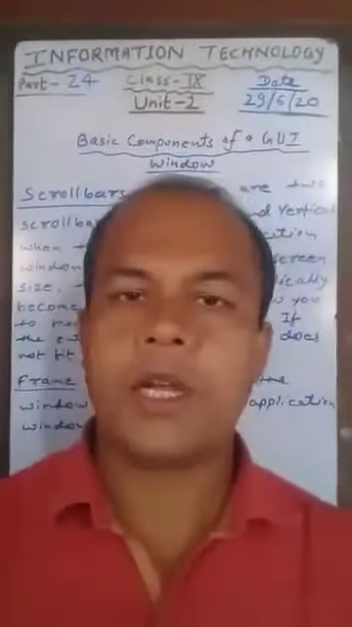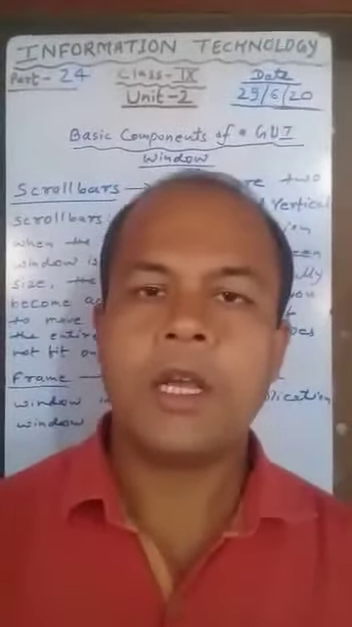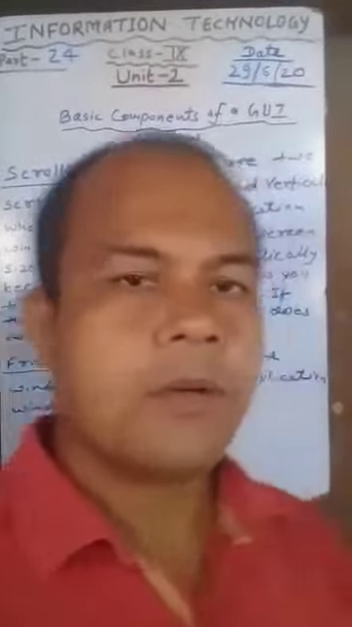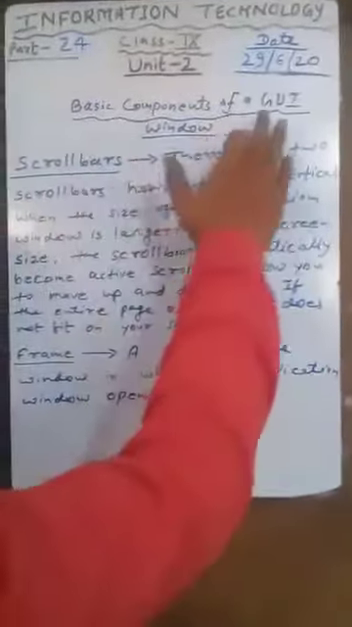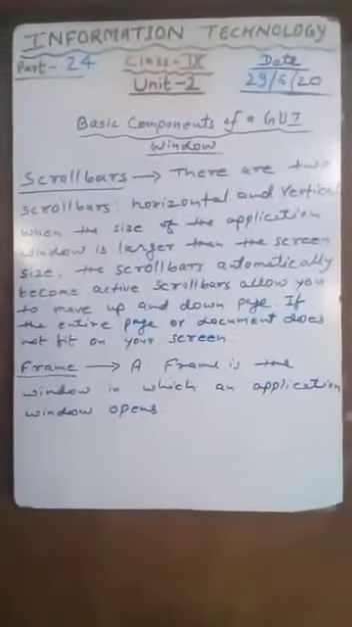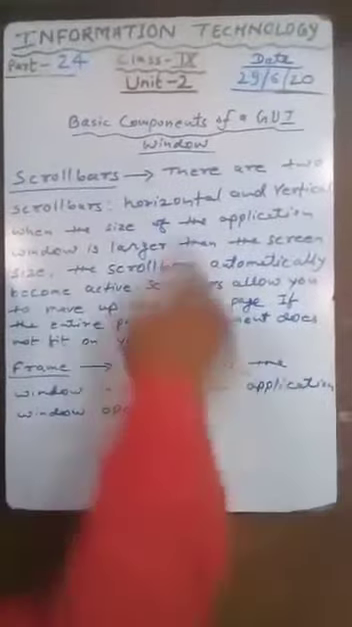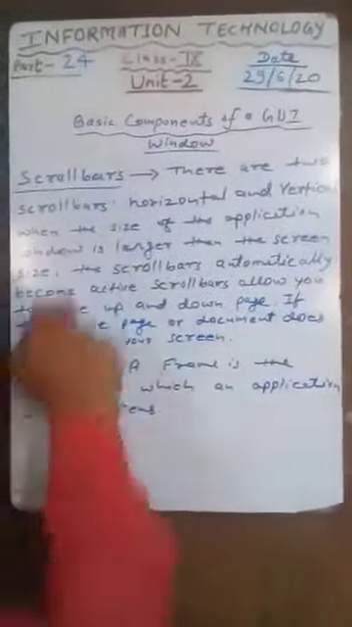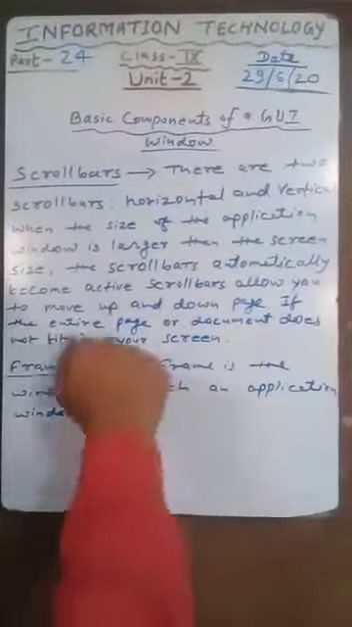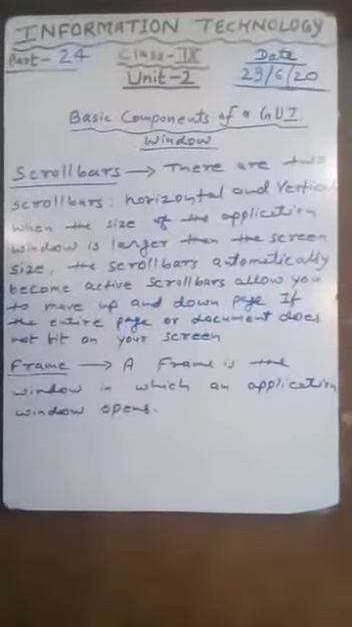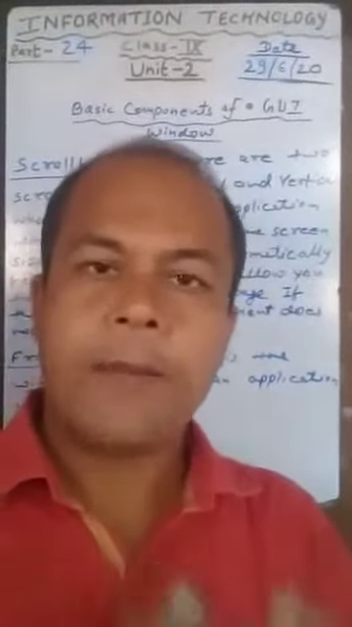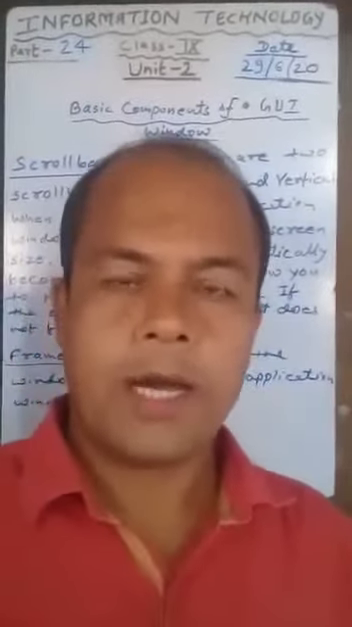Good morning, dear student. Today I am going to teach about the basic components of a GUI window. Information Technology Part 24, Class 9, Unit 2. Today I am going to explain about the scroll bar.